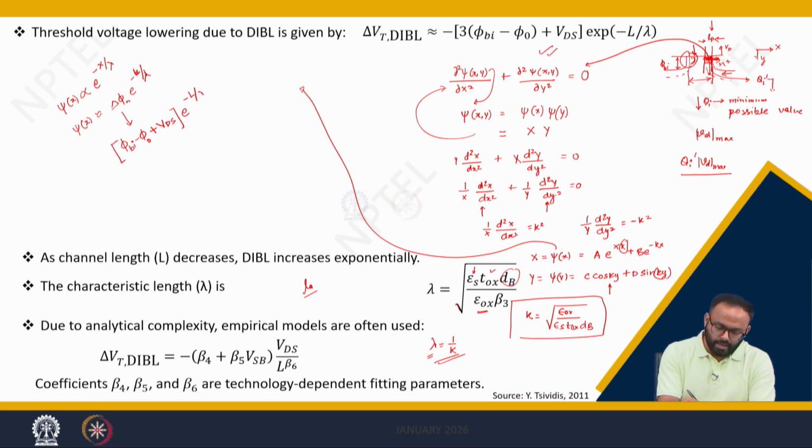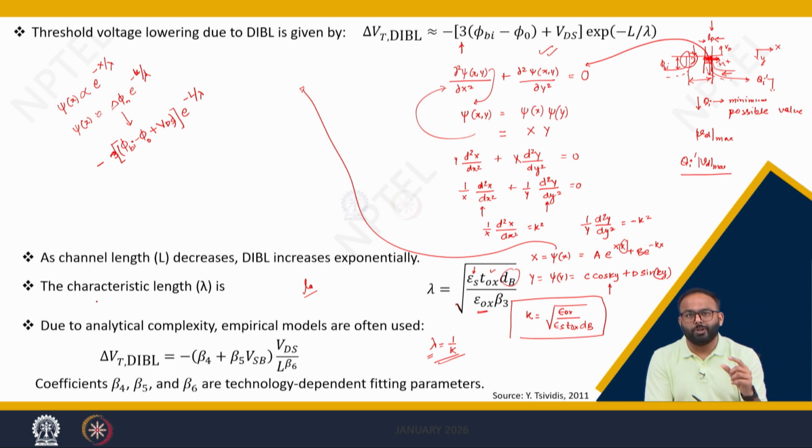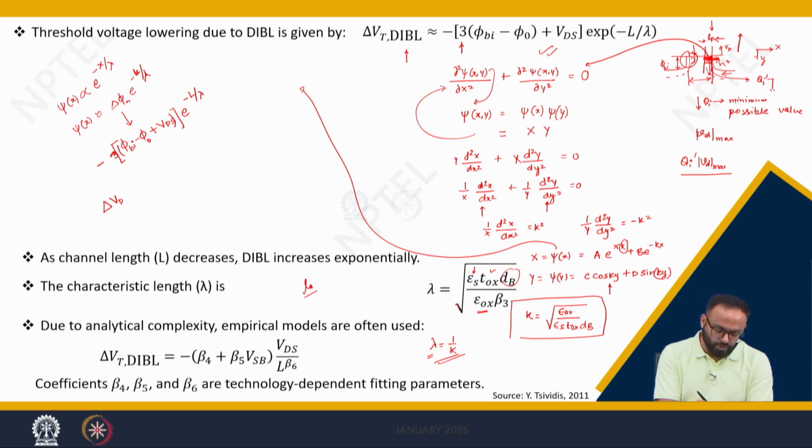into e to the power of minus L by lambda, and this beta 3 is again a parameter which comes from fitting these equations into the well defined equation. Now we need to use a negative sign. Why? Because the threshold voltage is decreasing with an increase in VDS, and hence we define the change in the threshold voltage due to DIBL as minus of beta 3 into phi bi minus phi naught plus VDS into e to the power of minus L by lambda.